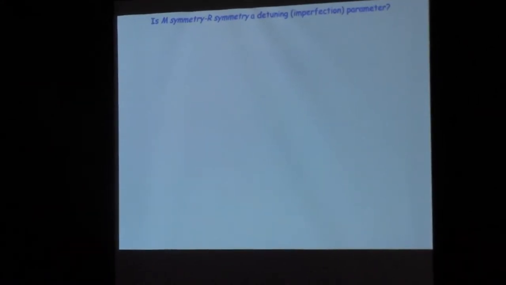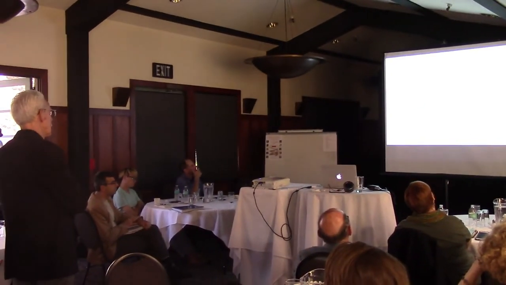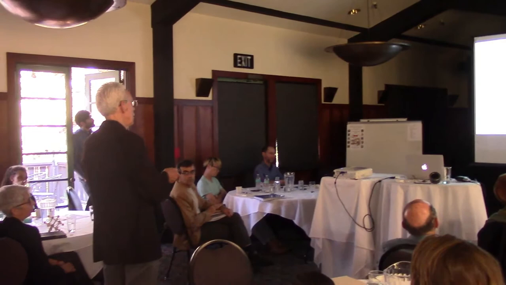Is M symmetry, R symmetry as a system? Again, not the system. M symmetry, R symmetry. MR is the system. Is the breaking of the symmetry between the measurement phase and the report phase to be understood in the same way as a detuning or an imperfection parameter?